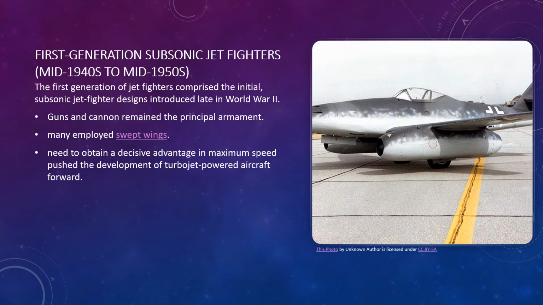As you can see in the picture, we have the Messerschmitt 262, which was the first jet-engine fighter introduced by the Germans. It has both a jet engine and a swept wing, because there was a need to attain subsonic speeds, so this aircraft was made.